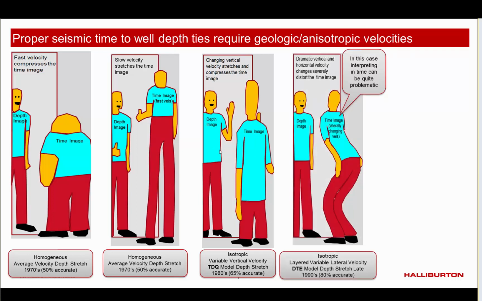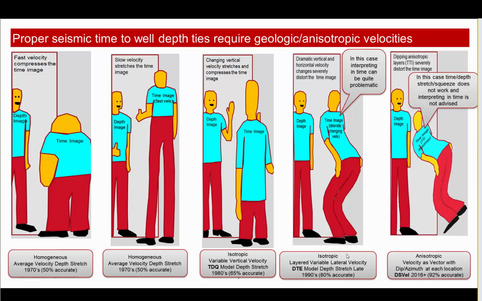Now, when the velocity is in a hard rock zone where you have structure, the seismic image gets even more distorted and starts wiggling around more like a funhouse mirror. And at that point, you need an even better, more accurate velocity model, which we came up with in the 90s with Depth Team Express.